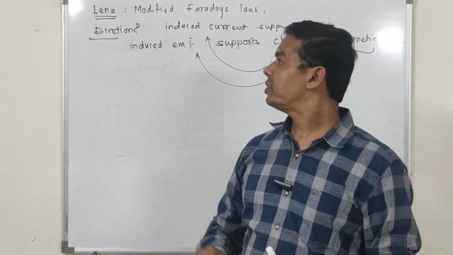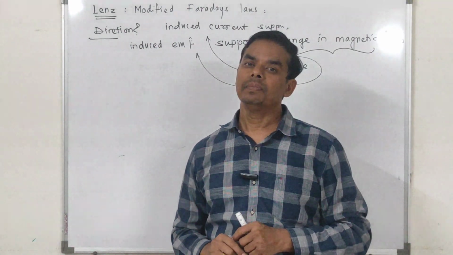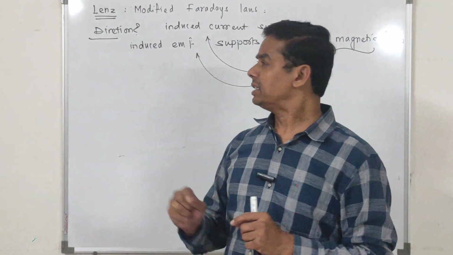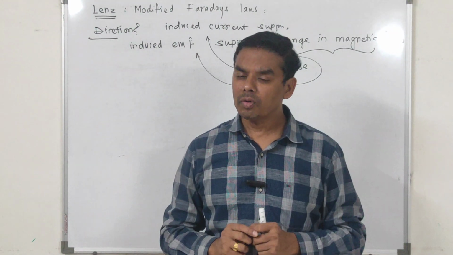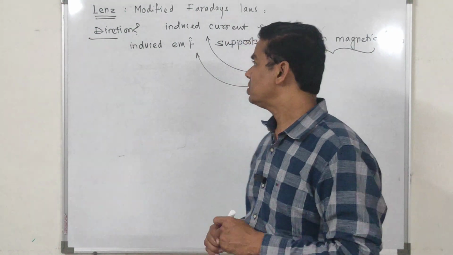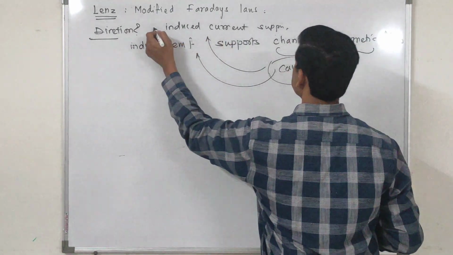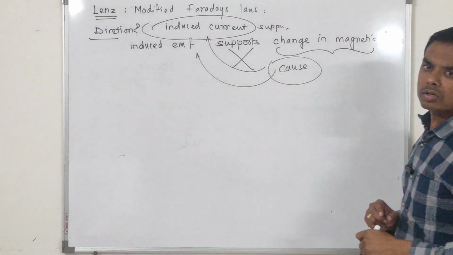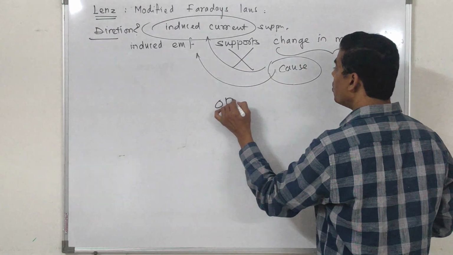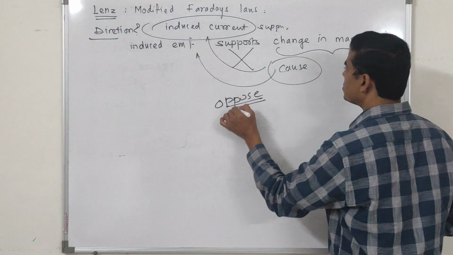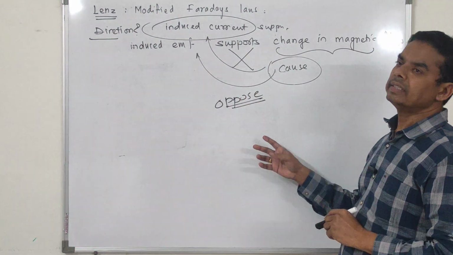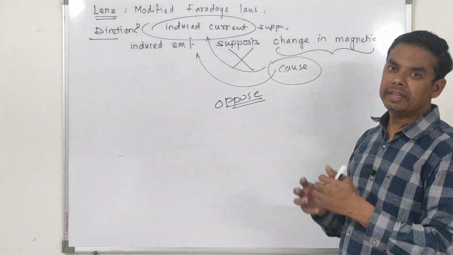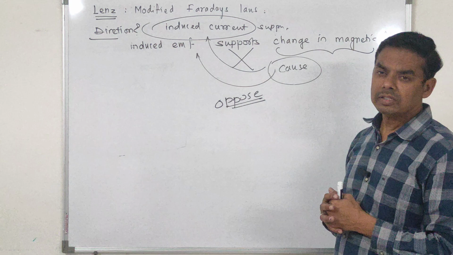This fact was observed by Lenz, and Lenz gave the direction of induced EMF. If it supports the cause, then that will be a contradiction to the law of conservation of energy. So according to Lenz, what is the direction of induced EMF? The induced current is induced in such a way that it will not support the cause which produces it. It will oppose the cause which produces it. And if it opposes, then that is consistent with the conservation of energy. So what has Lenz given here? How did Lenz modify Faraday's law?